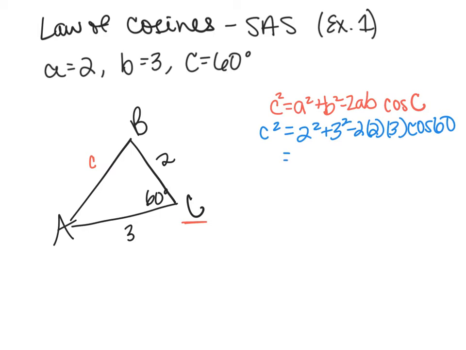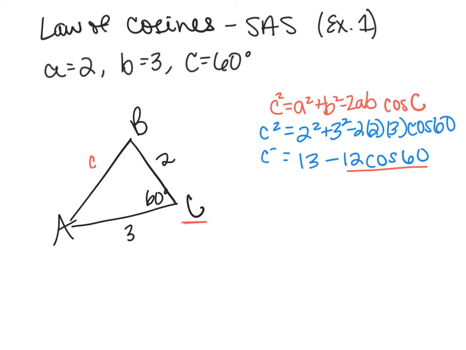Just as a heads up though, with some combining like terms, 2 squared is 4, 3 squared is 9, so 4 plus 9 is 13, minus 2 times 2 is 4, times 3 is 12. So if we simplify this down a little bit, we get 13 minus 12 cosine 60. One really important thing to notice, this 12 is attached to the cosine 60. The 13 is not, so you cannot subtract that 13 and 12 there. Just be careful with that. At this point, just plug it in your calculator as it says. So 13 minus 12 cosine 60.